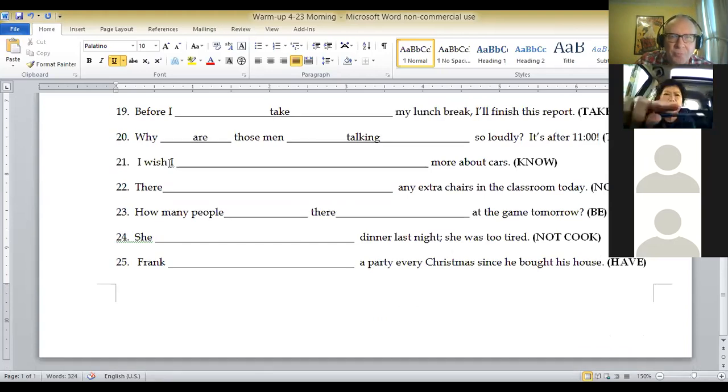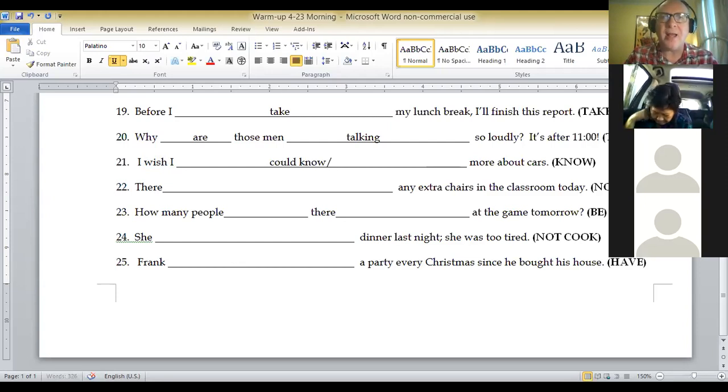Now this one again is more for my level 5s and level 6s. Remember, what did we say about I wish? I wish I could know more about cars. Right. Somebody said I could know, which is okay. I wish I could know, or I wish I knew, right? We got to use a past tense form with wish. I prefer I wish I knew.